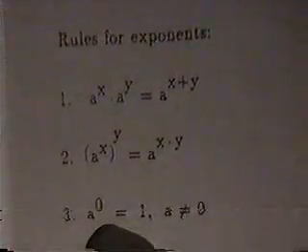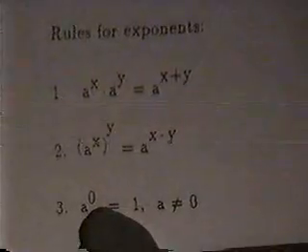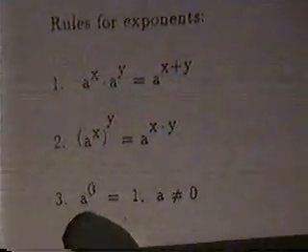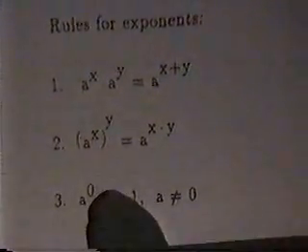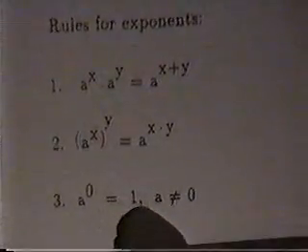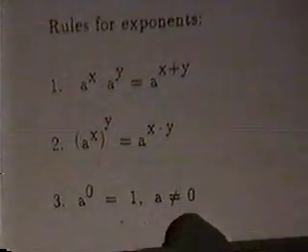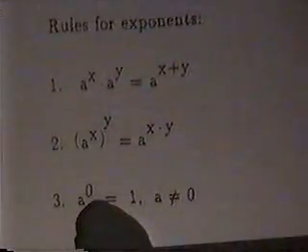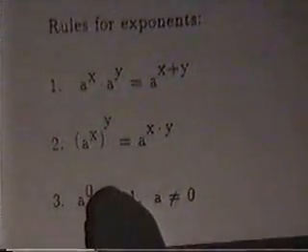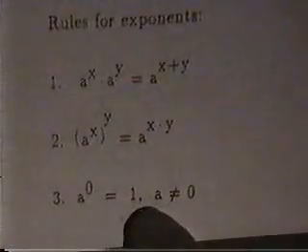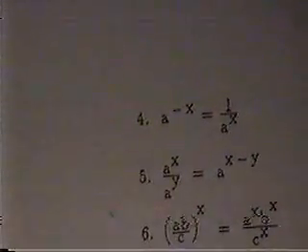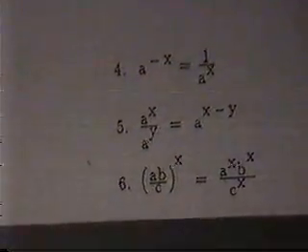Rule 3, this is a special one to memorize. A to the 0 power is equal to 1. 5 to the 0 is equal to 1. 7 to the 0 is equal to 1. 8 to the 0 is equal to 1. Any number except 0 to the 0 power is 1. Just memorize it. All right, let's look at the 3 other rules here, number 4, 5, and 6.